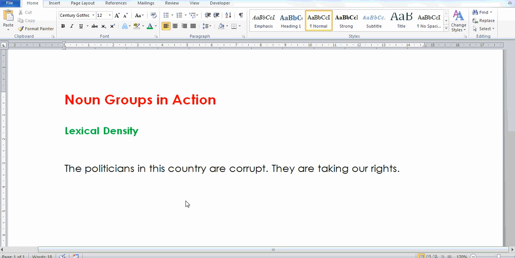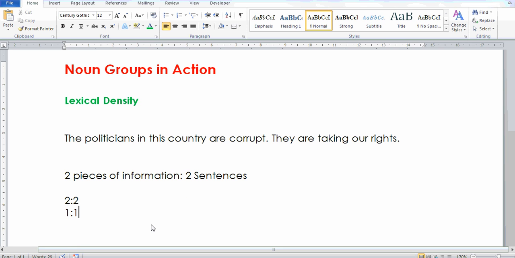If we think about the ratio of this, we have two pieces of information, and we have two sentences. What that means is that we have a ratio of 2 to 2, or for people who are a bit mathsy, you might realise that's just like saying 1 to 1. For every one sentence, there's one piece of information.